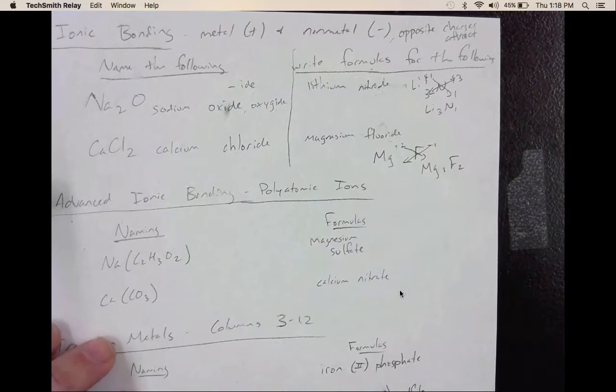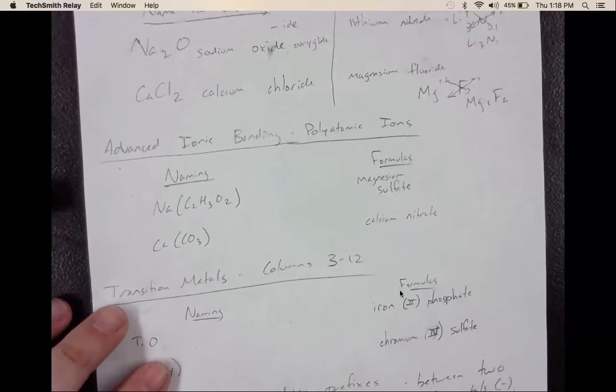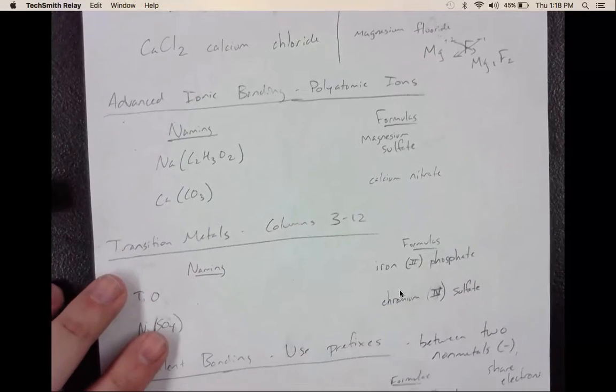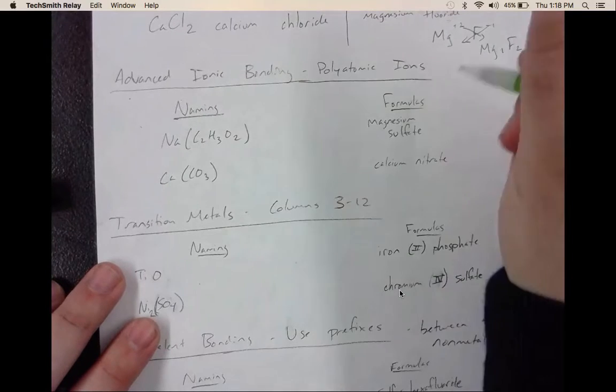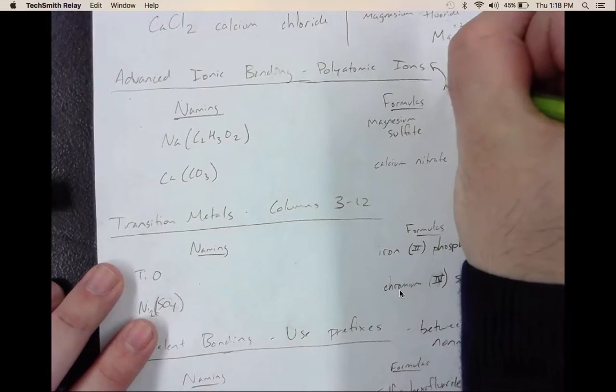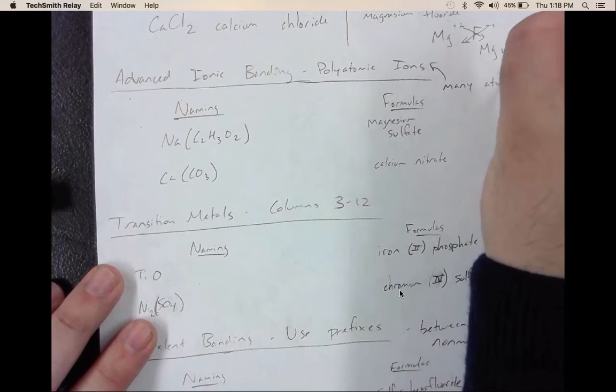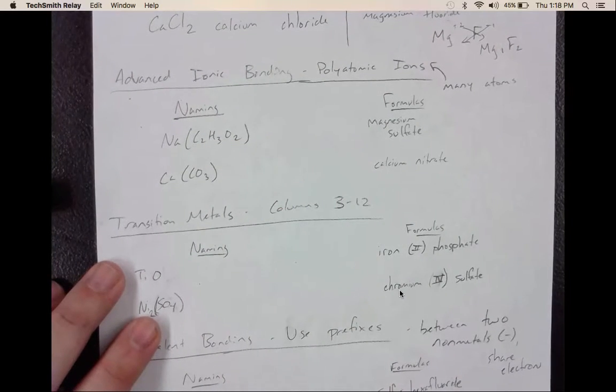It's your call. So next, we have advanced ionic bonding. In advanced ionic bonding, we add some information on polyatomic ions. Remember, polyatomic ions are made up of many atoms. So they're made up of more than one.